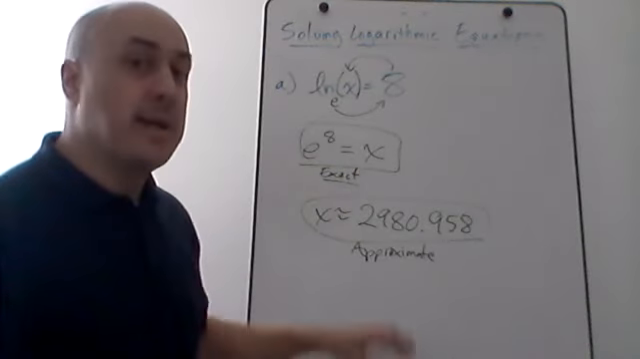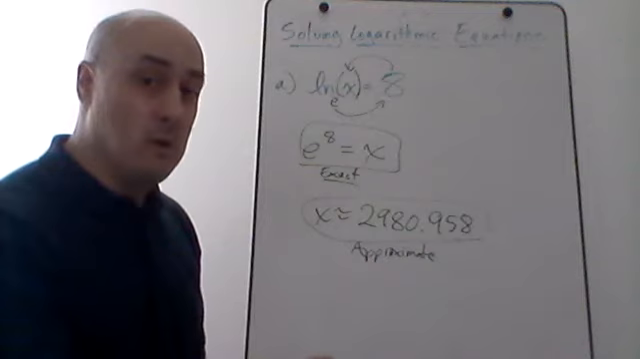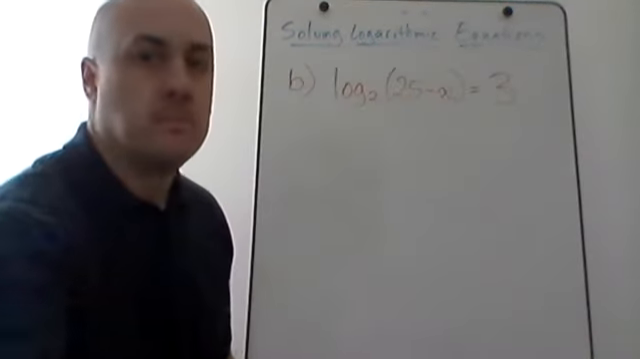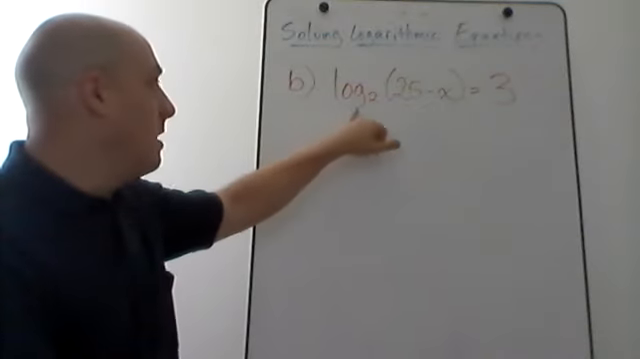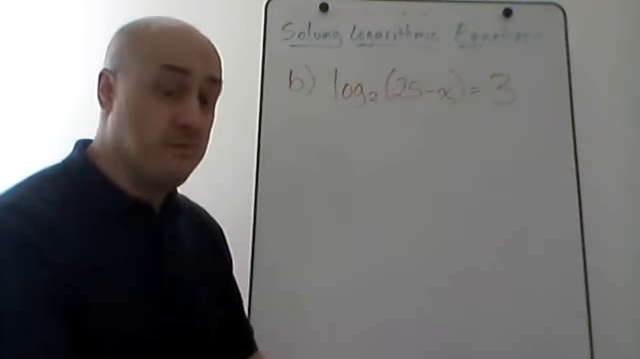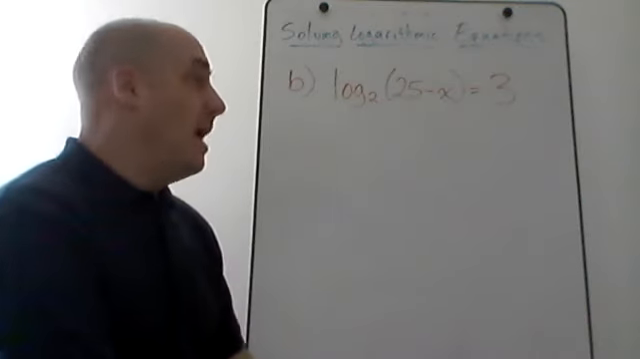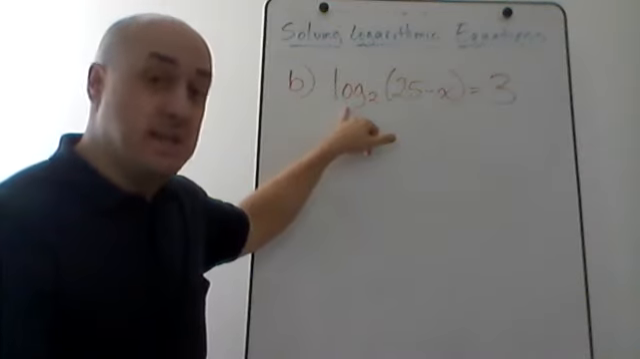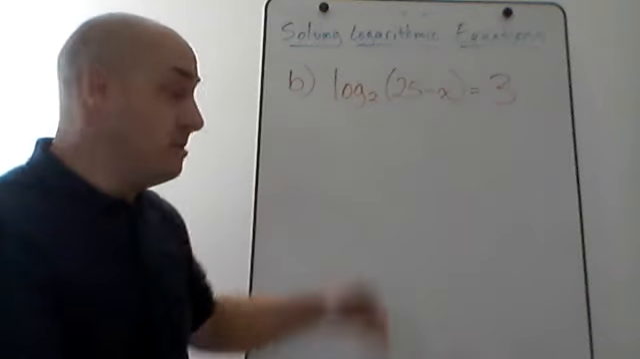I'm going to pause the recording again and erase this example and put up one more that we'll talk about and solve another logarithmic equation here. All right, for this next example, our equation is log base 2 of 25 minus x equals 3. Once again, logarithmic equation, easy to identify. The word log is right there, so it's hard to miss.